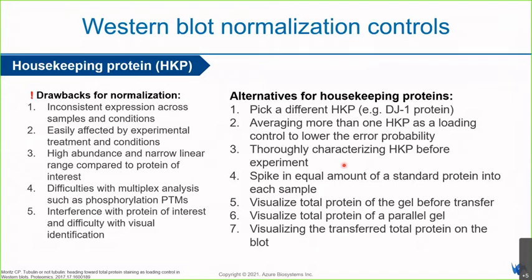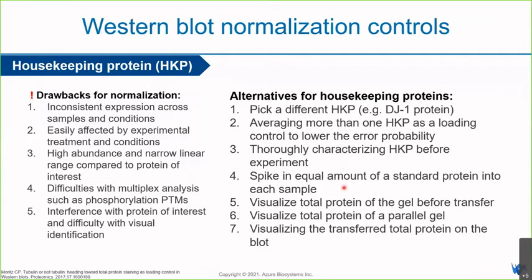But for beginners or those who just started their Western blotting, this will take a lot of time. It will be very time consuming and very labor intensive because this involves not only a standard curve and so on and so forth, there will be more and more considerations.